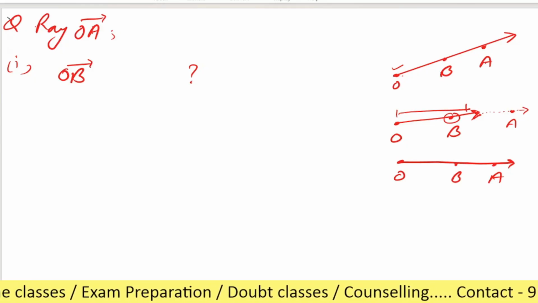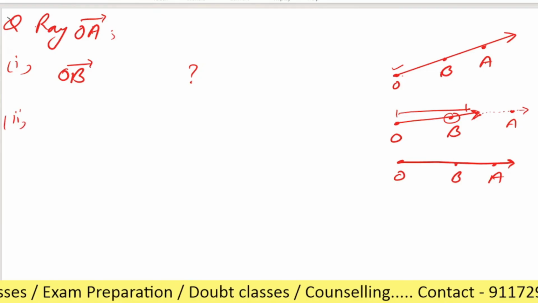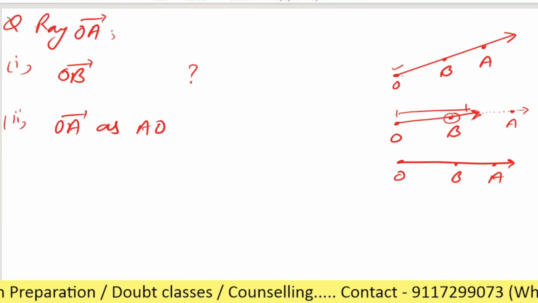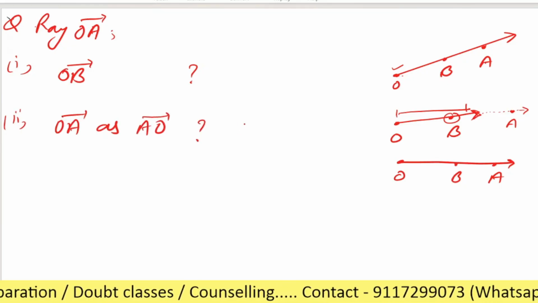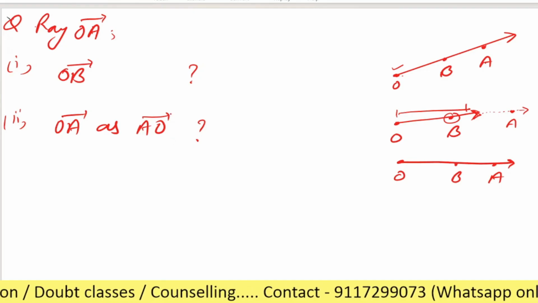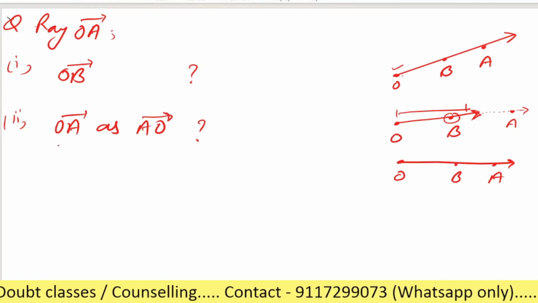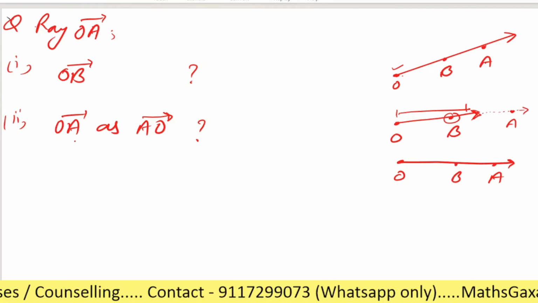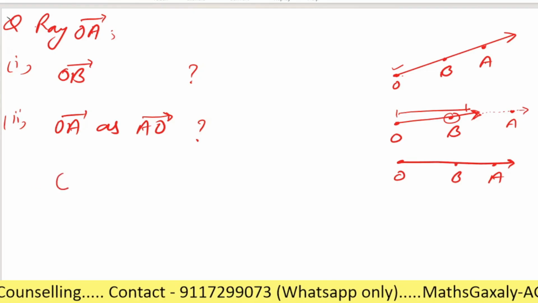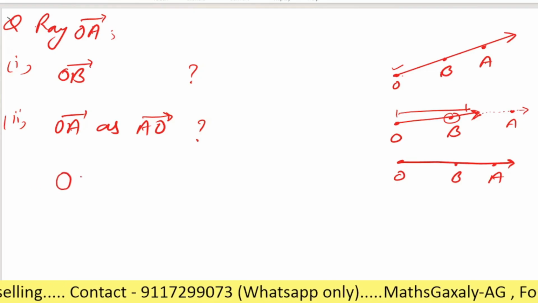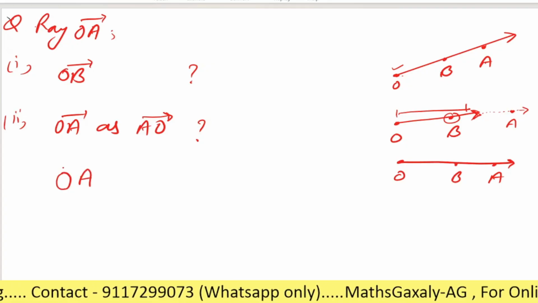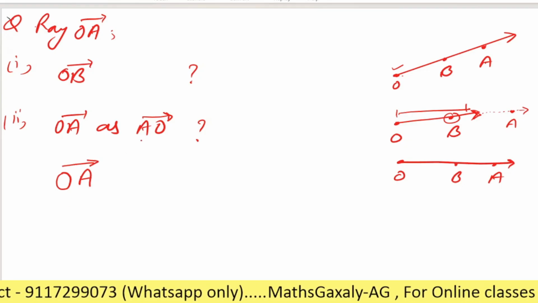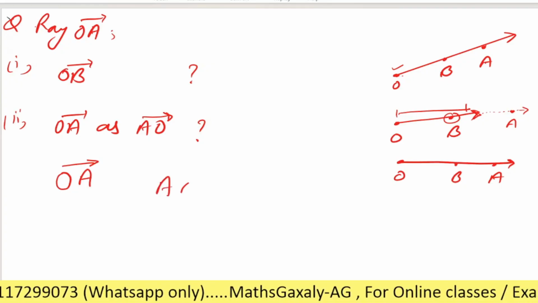Now the second question says, can we write the ray OA as AO? Why or why not? This one we have to say. As you can see, the representation of a ray is a specific representation, right? First we write the initial point, then we write another point and give the sign. So we can't write it like this.